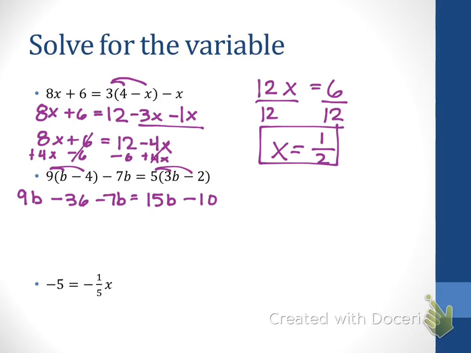Again, I want to look for like terms and see if I have any on the same side of the equation first. Do I? Yes. What are they? 9b and negative 7b. Do I need to add 7b so I can combine them? Nope. I just do them just like I see it. 9b minus 7b is 2b minus 36 equals 15b minus 10. What would I do now? Subtract 15b and add 36.